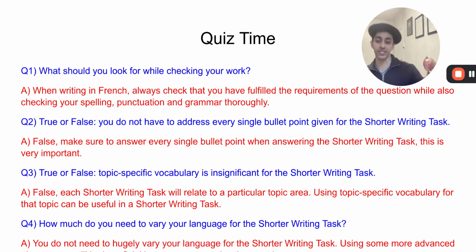Using some more advanced phrases can definitely still be beneficial, but accuracy is the most important. So if you do use more complex phrases, try and throw in, say, a subjunctive, for example, or an if clause, present participle or something, then make sure that you're confident in being able to do so and to use those forms correctly in French, because otherwise, of course, you won't get the marks for that. You can definitely score right towards the top marks for the shorter writing task without massively varying your language, just prioritizing accuracy and answering every single bullet point as well.